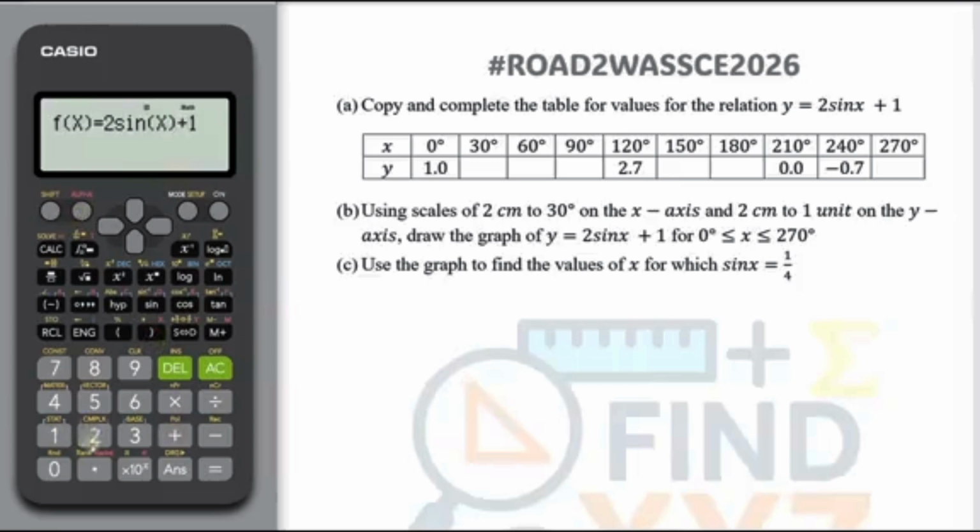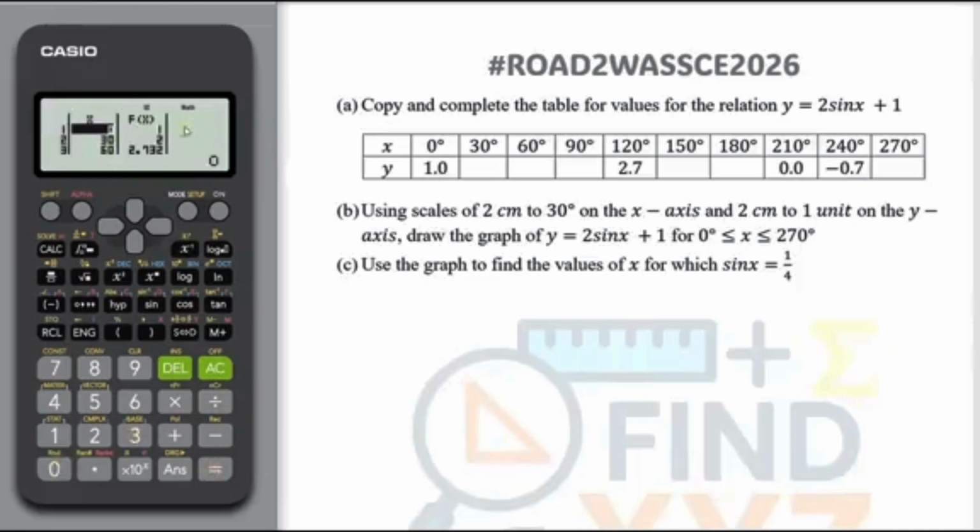That is the function. Then when you press the equal sign, you see start. Look at your table. What is the start x value? That is 0. So I'll enter 0, then press equal. What is the end value? The end value is 270, so I'll enter 270 and press equal. Then the step. The step is the interval between these values: 0 to 30, 30 to 60, 60 to 90, and so on. The step is 30 degrees, so I'll enter 30 and press equal. Then our table is ready.